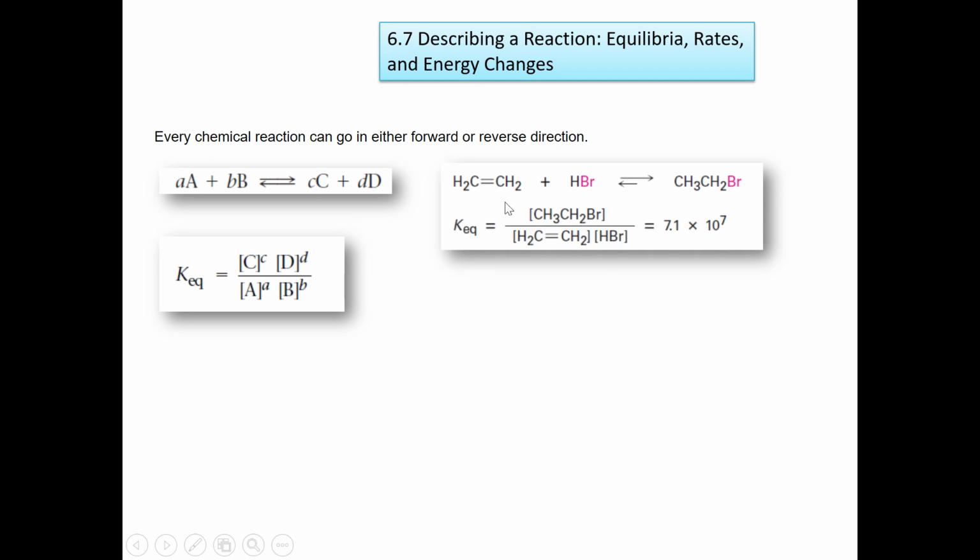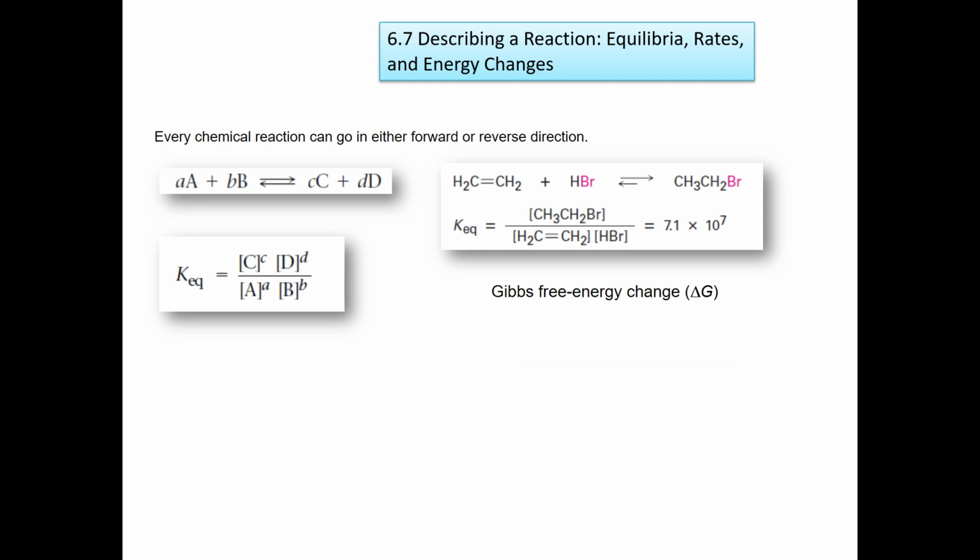Here you have an example. For example, ethylene plus hydrogen bromide. We saw that we get bromoethane. If we calculate the constant of equilibrium, it will be the concentration of bromoethane divided by the concentration of the starting materials, ethylene plus hydrogen bromide. If we calculate this in standard conditions, we get that the constant of equilibrium is 7.1 multiplied by 10 to the 7. That means that it's very well displaced to the final products.